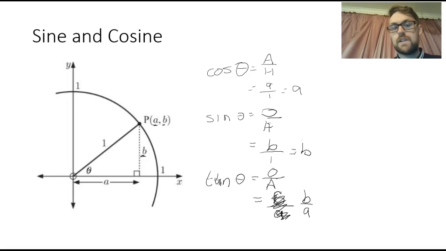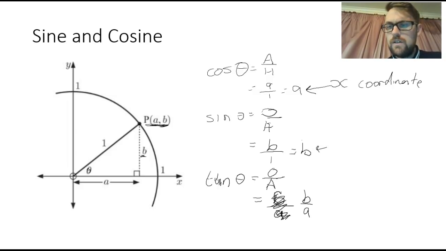And these have some really interesting properties. So what this means is, if we have a look at our A value, this is the X coordinate. Our B is our Y coordinate.